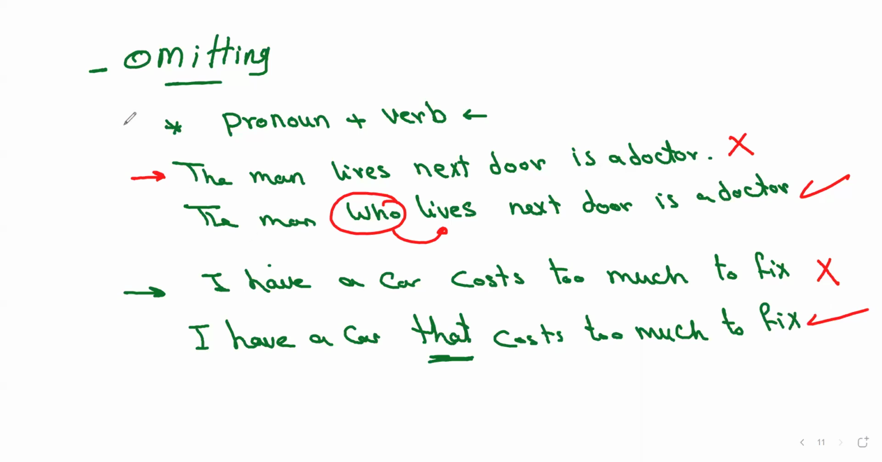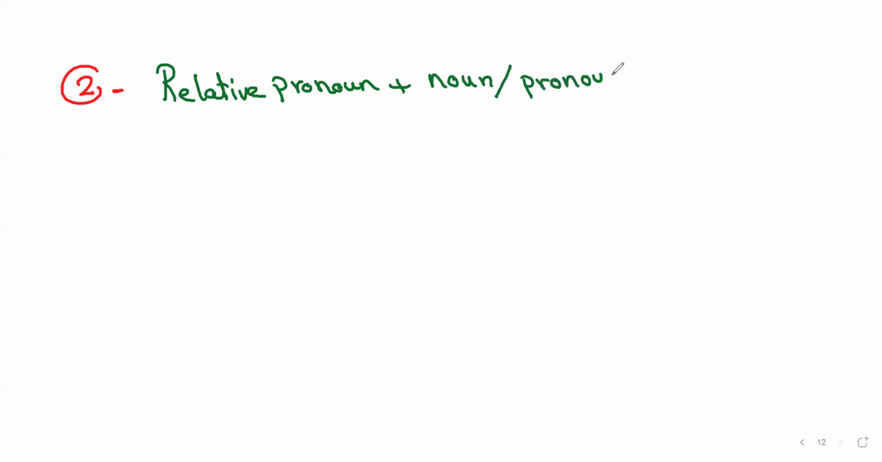Okay. So number one, pronoun plus verb. Don't omit the pronoun. Okay. Number two, omit the relative pronoun when it is the object of the relative clause. Okay. Pronoun is followed by noun or pronoun. So I have the relative pronoun here, but followed by noun or pronoun. In this case, you can omit it. Okay? So, omit the relative pronoun when it is the object of the relative clause, when the pronoun is followed by a noun or another pronoun. Okay, the subject of the relative clause.